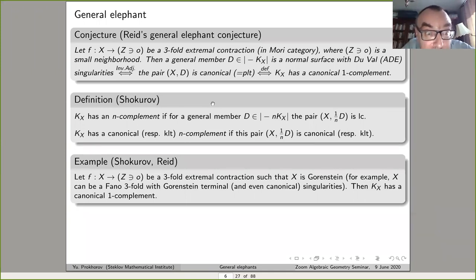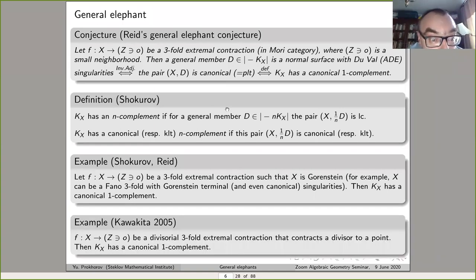This is actually true. Originally, it was proved for Fano threefolds, and it was one part of the classification theory. But of course, it can be easily generalized to the relative case for other threefold Gorenstein contractions. And also, it was proved by Kawakita for divisorial threefold extremal contractions which contract a divisor to a point, not to a curve, that the canonical class has a canonical 1-complement. This again was very important in the classification theory.